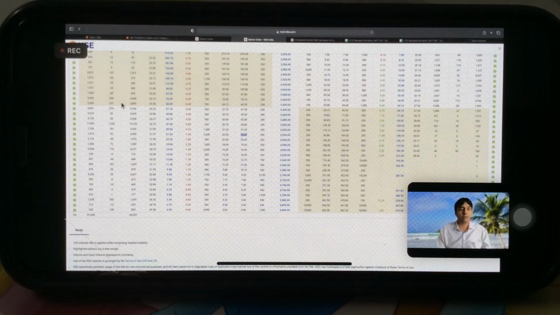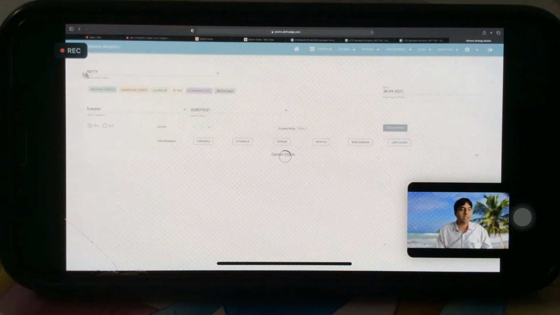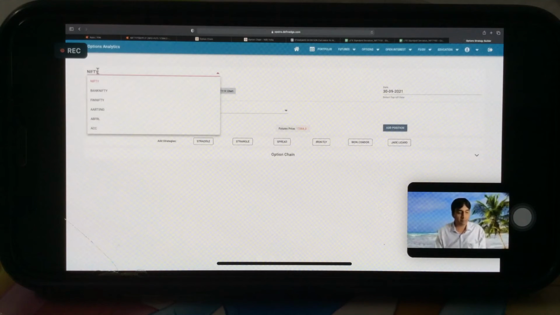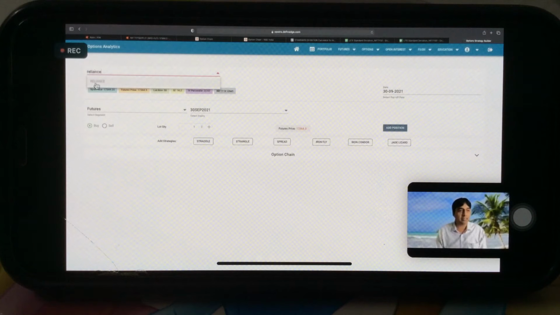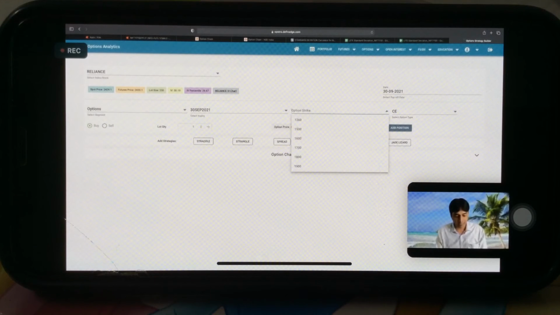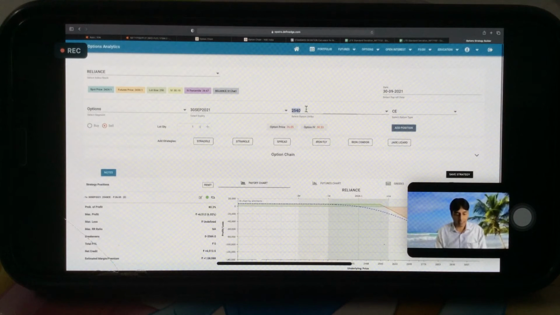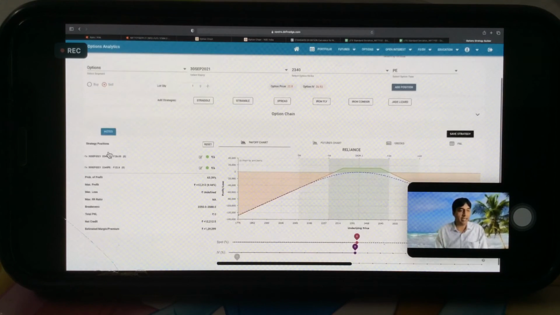Margin required, we can check on Opstra. Here in options, you go to the options, go to strategy builder, right? So if you want to check for Reliance, you type Reliance, select it, we are trading options. Expiry is 30th September, 2540 CE. We are looking for sell, that is short, add this position. Then 2340 put, we want to sell, add this position. So both these positions are added here, right?